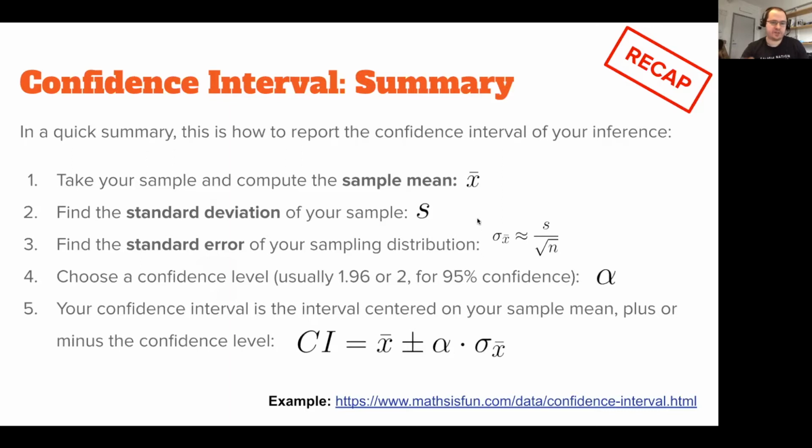Then you find the actual standard error of the sampling distribution, which is simply the S that you just computed divided by the square root of the sample size. So it kind of shrinks a little bit because you're dividing by something. So the standard deviation shrinks a little bit in order to determine the standard error. And the standard error ends up being the standard deviation of the sampling distribution, or of your confidence interval, let's say. Then here, number 4, you choose a confidence level.